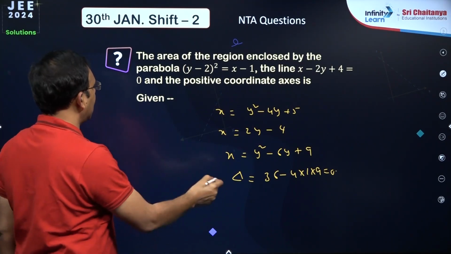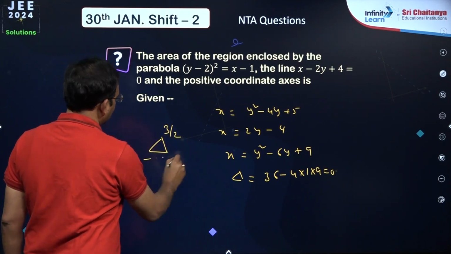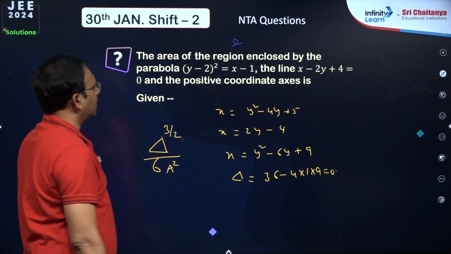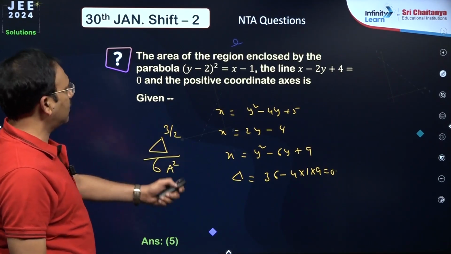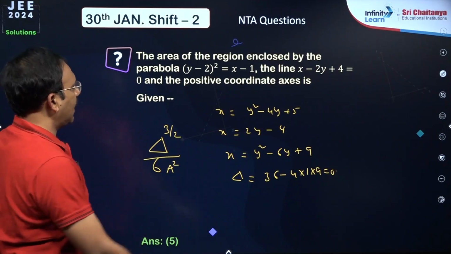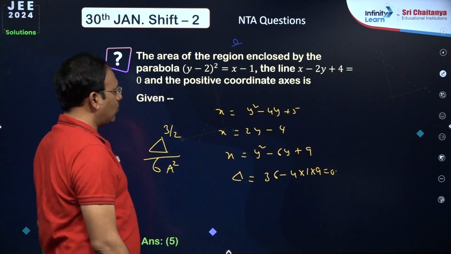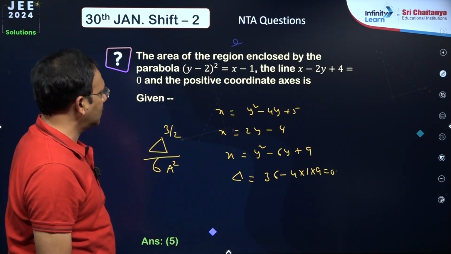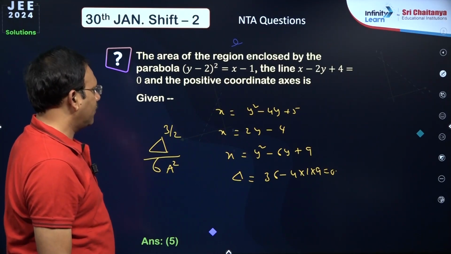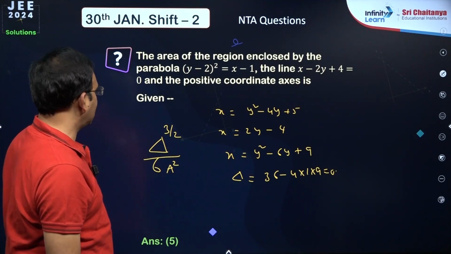If you just get a number, my dear friends, delta power 3 by 2 by 6a square will be the answer. If the question is correct, you will get the area of the region enclosed. Actually, if it is quadratic, x is going to be 2y minus 4. You take both the curves and subtract, my dear friends. Then you just apply b square minus 4ac, delta power 3 by 2 by 6a square is going to be the answer.